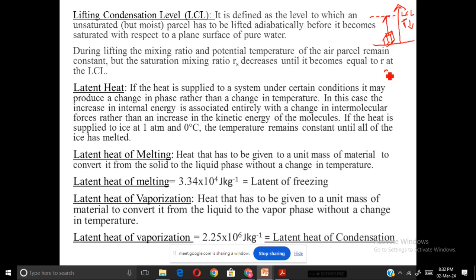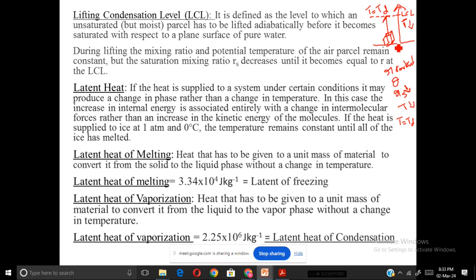During lifting, the mixing ratio is constant. The potential temperature is also constant, since the process is adiabatic. What is happening here is that the saturation mixing ratio is reducing. As the temperature is decreasing, the saturation mixing ratio is also reducing. And at one particular point, T becomes TD. At this level, the actual temperature and the dew point temperature of the parcel are equal, at the lifting condensation level. The actual temperature becomes the dew point temperature, and the parcel has finally attained saturation. That height in the atmosphere is known as the lifting condensation level.